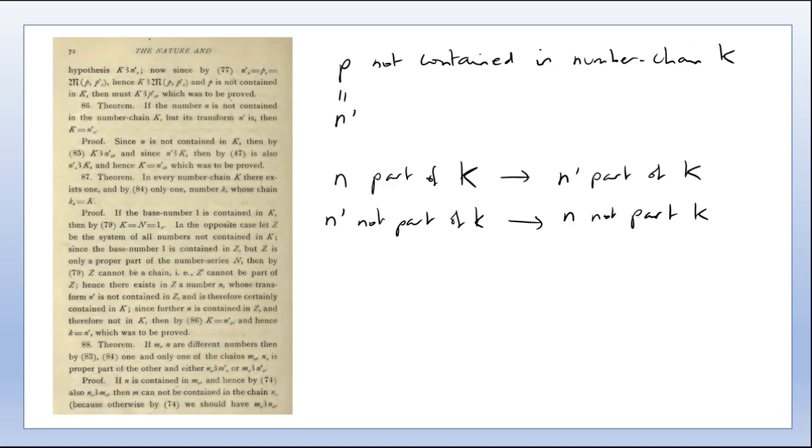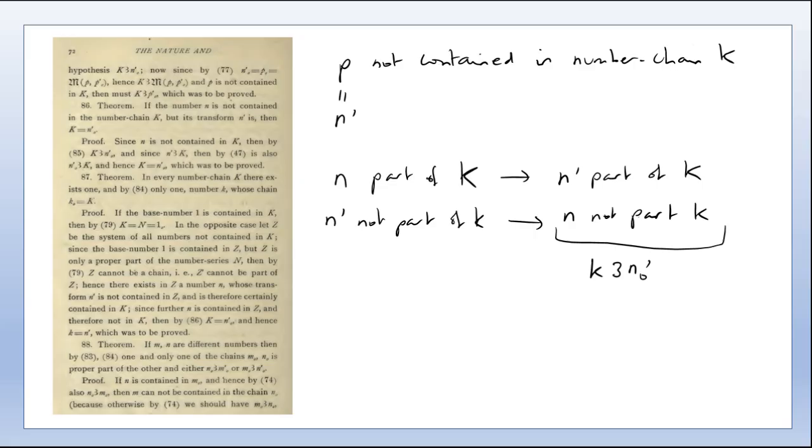So if N is not a part of K, then the inductive hypothesis allows us to say that K is a part of N naught. The inductive hypothesis is that if the number N is not contained in the number chain K, which we've shown, then K is a part of the transform chain of N. Now, by 77, what does 77 say?